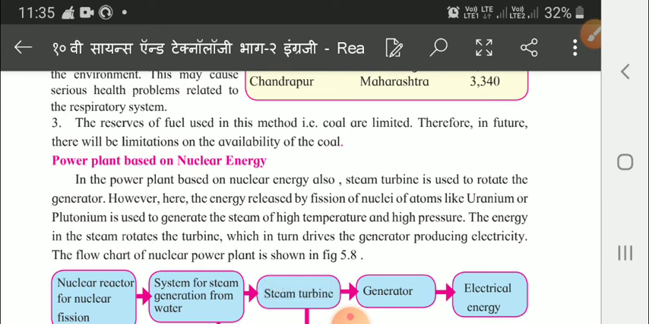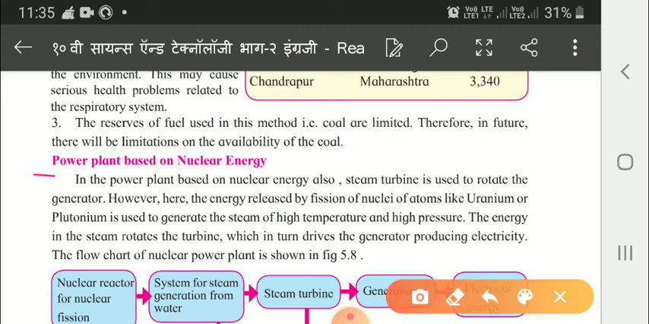So reserves of the fuel which are used in this method are limited, so we should be careful regarding the use of this, so that for the future also they will be there. Now we'll see the power plant based on nuclear energy.